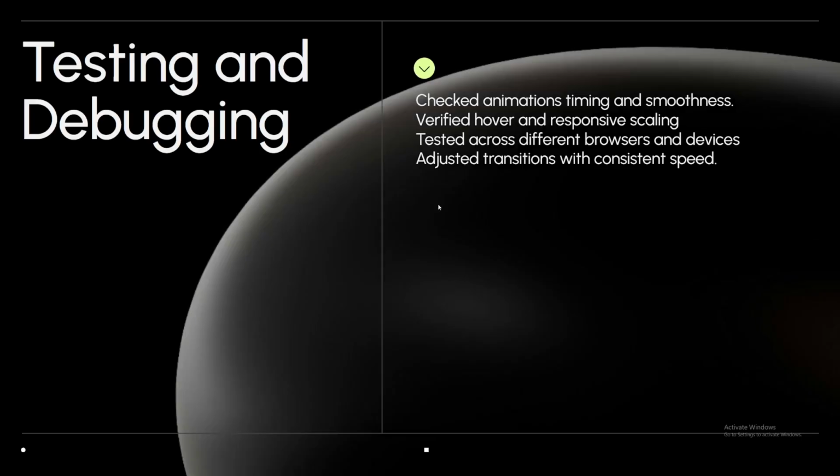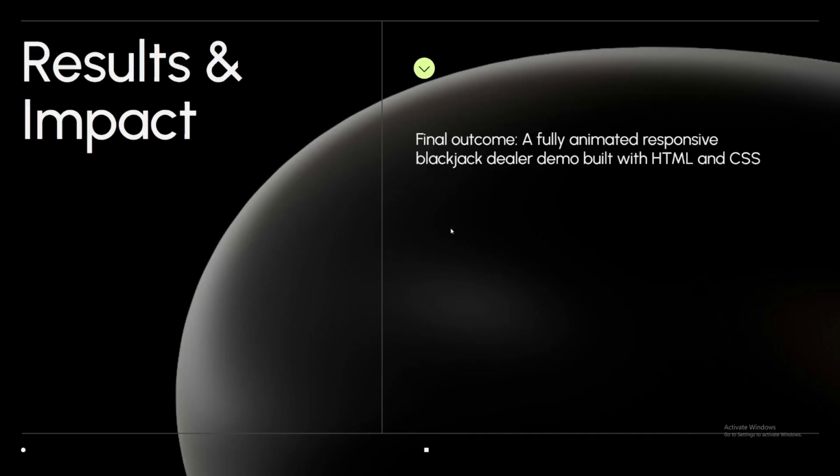Testing and debugging. We checked animation timing and smoothness when testing. We verified hover and responsive scaling. We tested across different browsers and devices, and we adjusted transitions with consistent speed. For our results and impact, we created a fully animated, responsive blackjack dealer demo built with HTML and CSS.